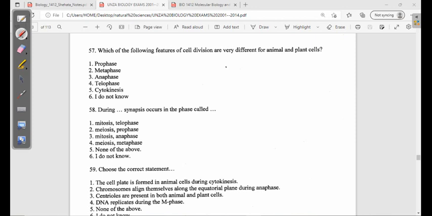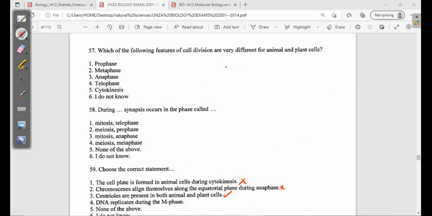59. Choose the correct statement. The cell plate is formed in animal cells during cytokinesis. Now, the cell plate is not formed in animal cells, it is formed in plant cells. Chromosomes align themselves along the equatorial plane during anaphase. No. The alignment of chromosomes on the equatorial plate is during metaphase. Centrioles are present in both animals and plants. This is true. It is from the centrioles that we get the spindle fibers which attach to the kinetochores during the process of cell division.